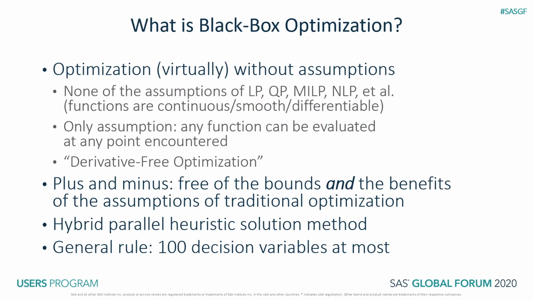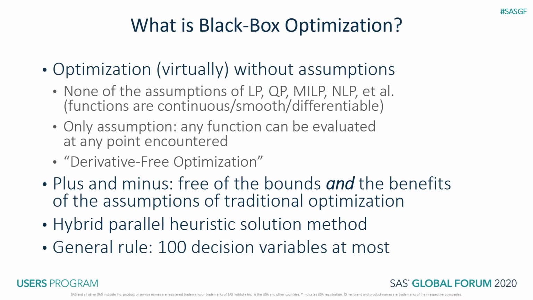So what is Blackbox Optimization? Well, in some ways, it's easier to say what Blackbox Optimization isn't. It isn't traditional optimization, which always depends on some simplifying assumptions. For example, all linear programming algorithms, or LP algorithms, assume that the objective is linear, all constraints are linear, and all decision variables are continuous. They can take on any value between their lower bounds and their upper bounds.